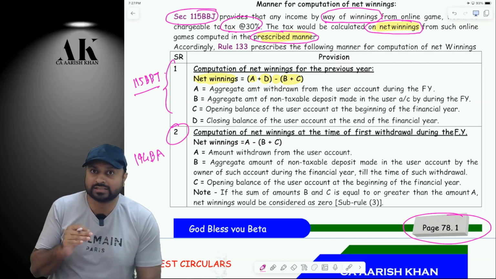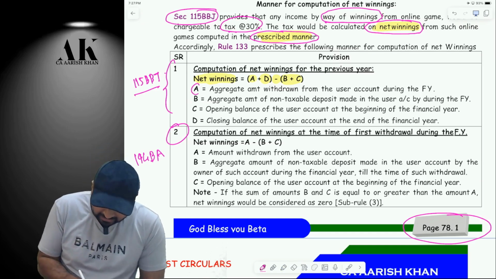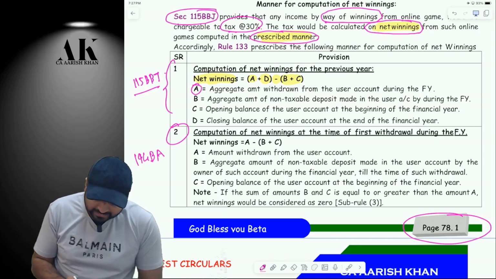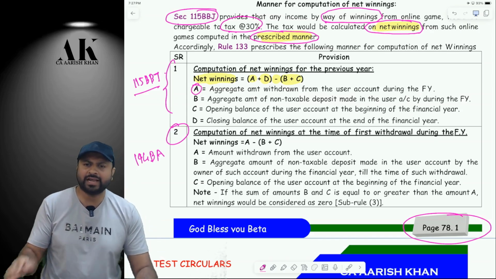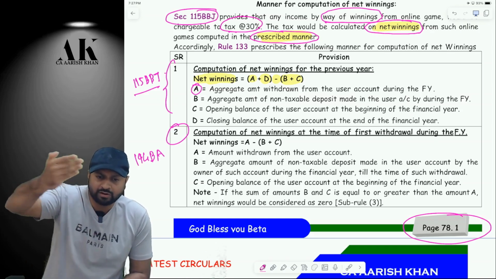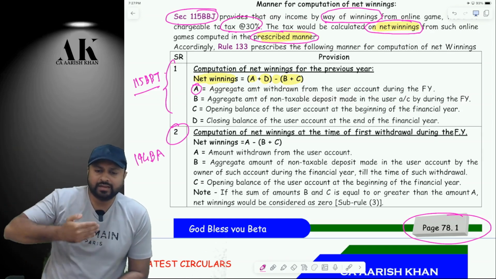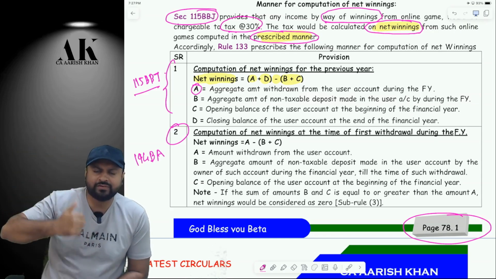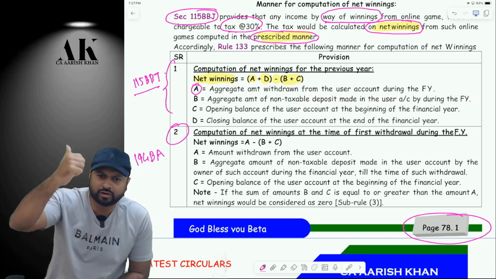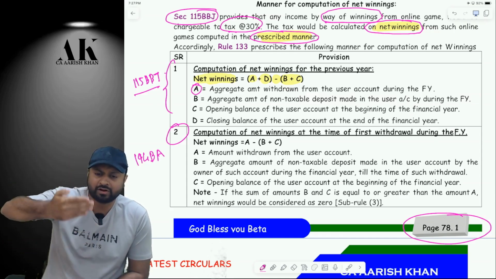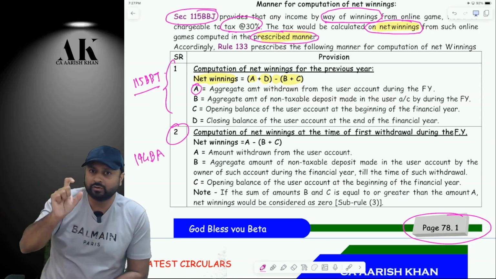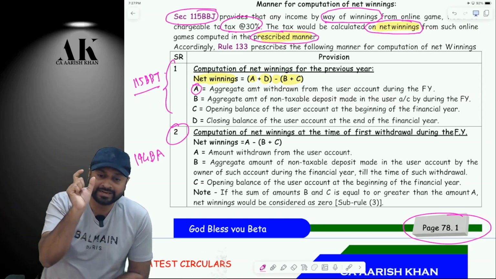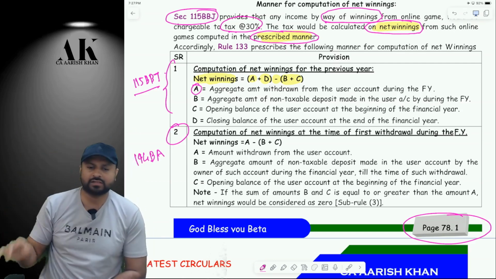Listen carefully. I have to address certain technical terms over here. A is the aggregate amount withdrawn from the user account during the financial year. What do I mean by aggregate amount? Is it possible that at multiple points you are withdrawing from the online game account? In April you withdraw 2,000 rupees, in May 5,000, in June 10,000, in July 25,000. Multiple withdrawals happen as and when you are winning. So in A you have to take the aggregate withdrawal from 1st April till 31st March. Are you clear?